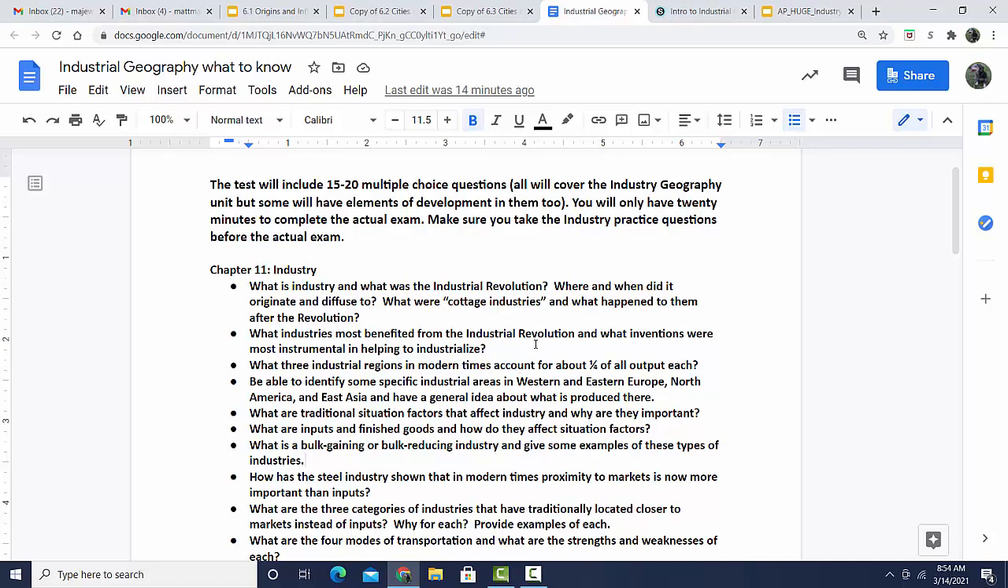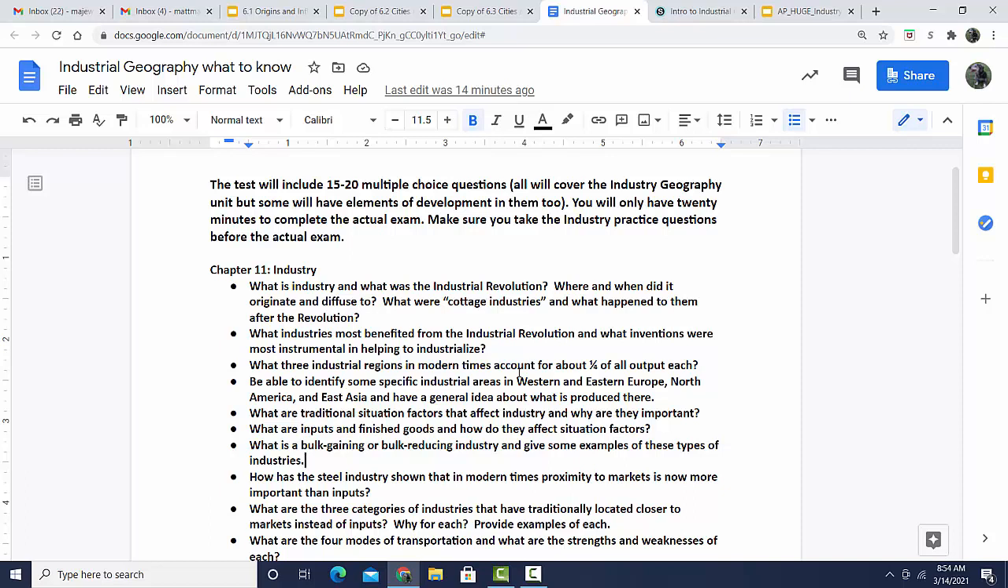Next question. Be able to identify some specific industrial areas in Western and Eastern Europe. Remember, there's like a dozen that are listed in the Rubenstein textbook. North America, remember, there's about 8 or 9, I think, 7 or 8. And East Asia. And remember, we have, I think, 4 or 5 of those in the book from that area.